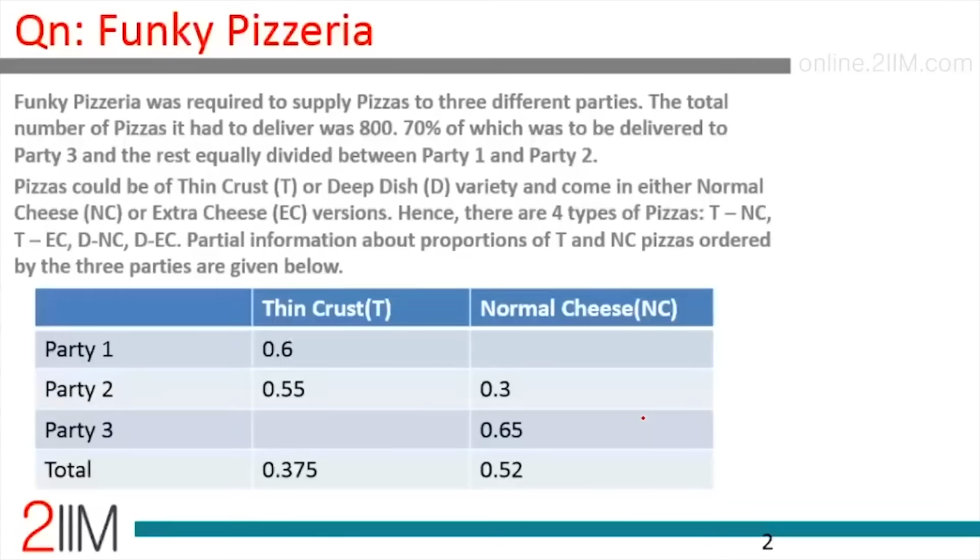Pizzas could be of thin crust or deep dish and come in either normal cheese or extra cheese versions. Hence, there are 4 types of pizzas: TNC, TEC, DNC, and DEC. And wonderful. So he has ripped this 800 apart into 3 parties and into 4 different classifications.